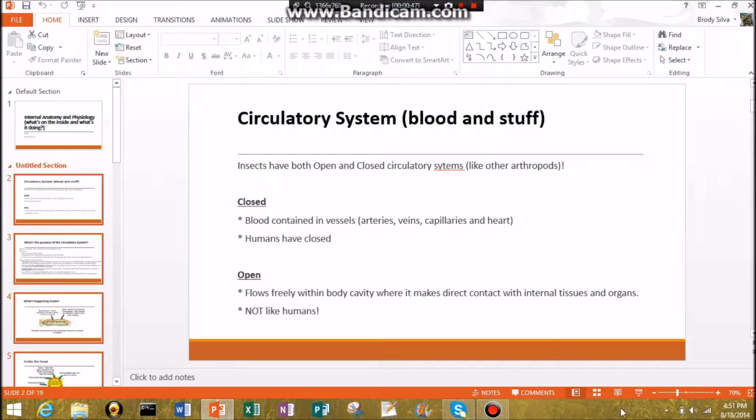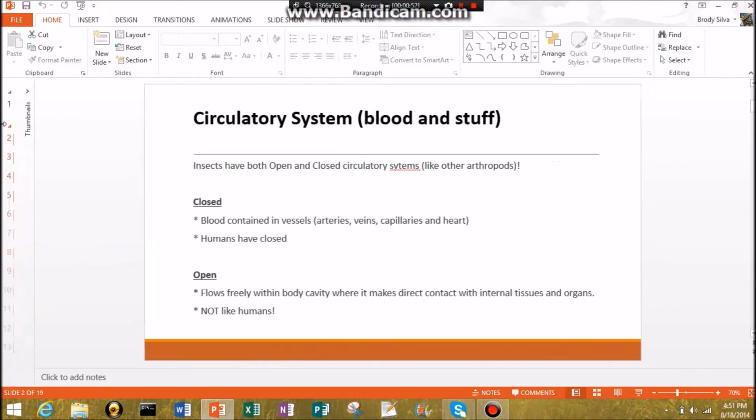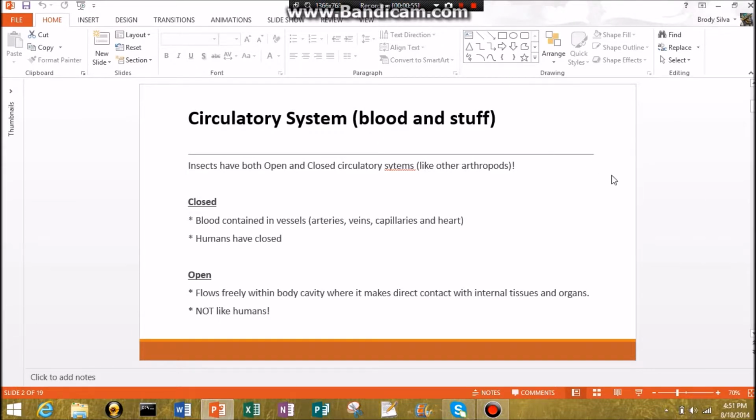Here we go. I'll close that up if I can figure it out. There we go. The circulatory system, which is blood and stuff. Insects have both an open and closed circulatory system, like all other arthropods. Closed means the blood-containing vessels, arteries, veins, capillaries, and the heart, like humans, have a closed circulatory system.